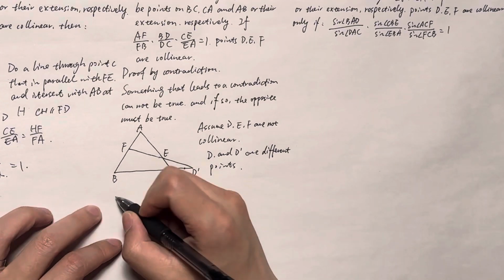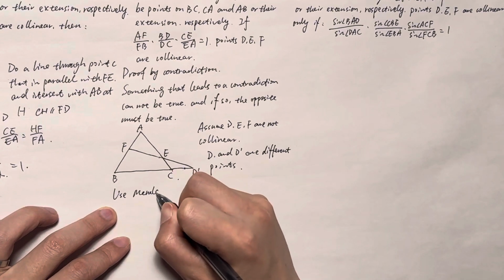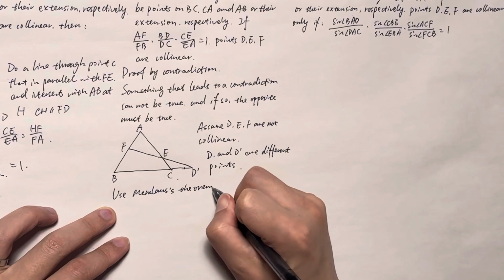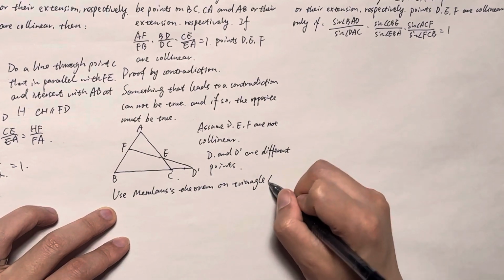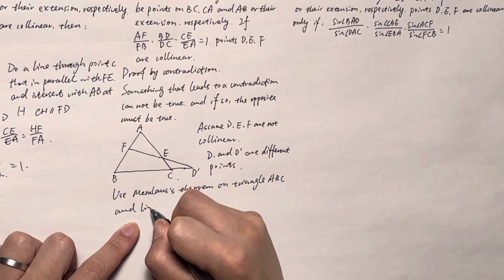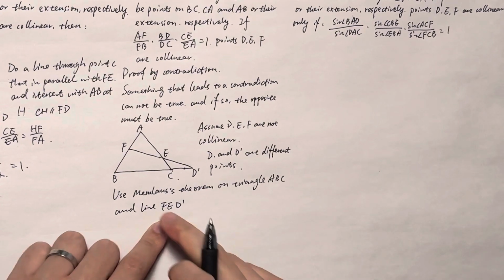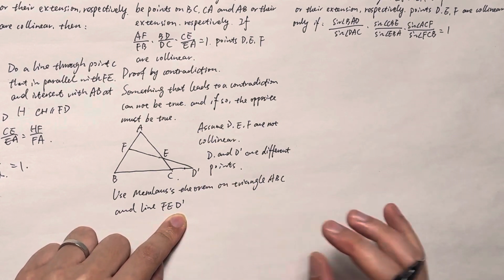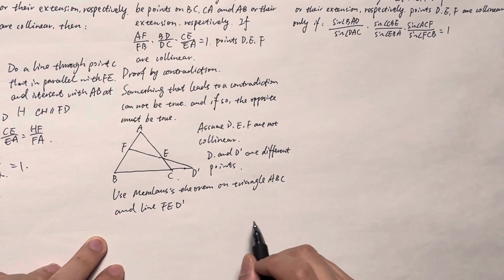So we can use Menelaus theorem on triangle ABC and line FED prime, right? Because F, E, D prime are on the same line. They are collinear. So we can do this.